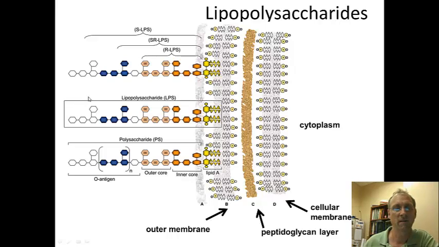Since these are found in all gram-negative bacteria, we now know at least one thing that's going to help any gram-negative bacteria, when it gets into the human body, begin to cause disease.